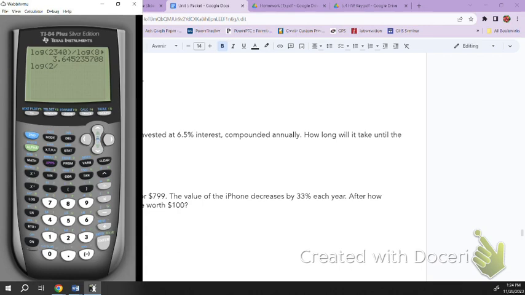See, this is why I'd rather use Desmos. Parenthesis divided by 1.065. So close, so close. Boom! Around 11 years. We did it. Great, here comes your homework.